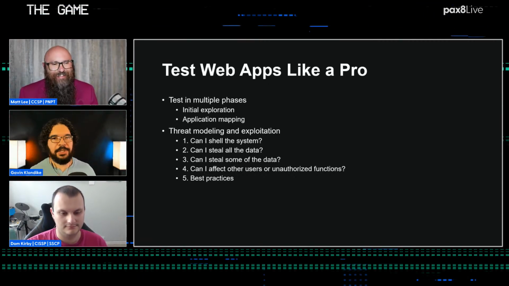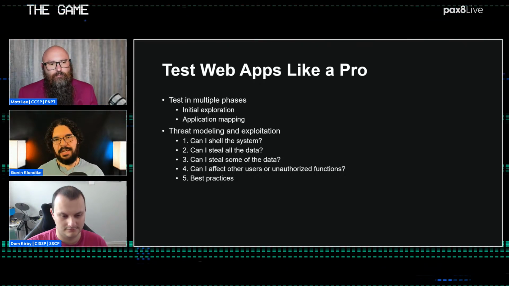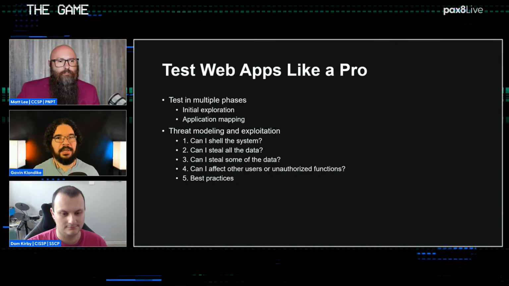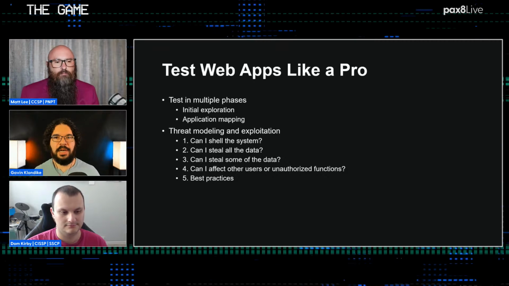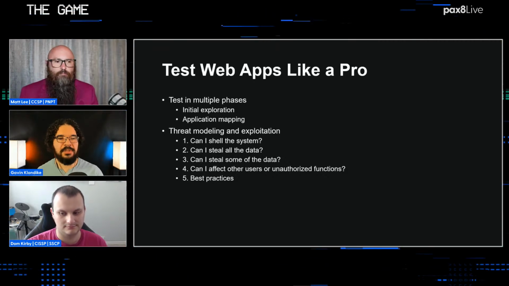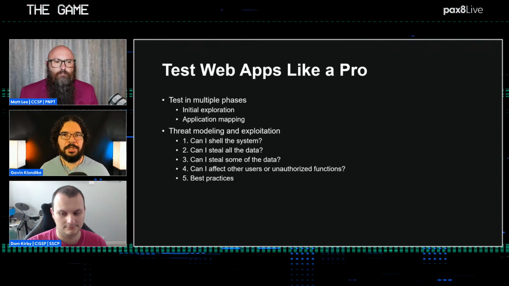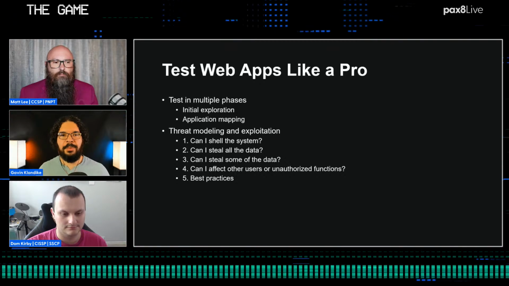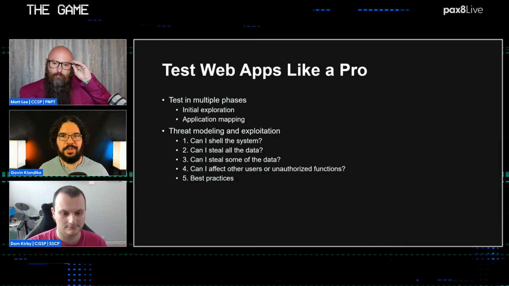Sometimes I'll try to steal information from other users. Maybe I can do something like privilege escalation, and that kind of ties into number 4. Maybe I can't steal data, but can I start affecting other users? Can I do things like cross-site scripting or CSRF? Can I get access to unauthorized functions? And then level 5 is best practices. So these are going to be your low and informational findings, which are good to have and let your client know about, but they're not going to get you the cool Uber exploits that you're really looking for.